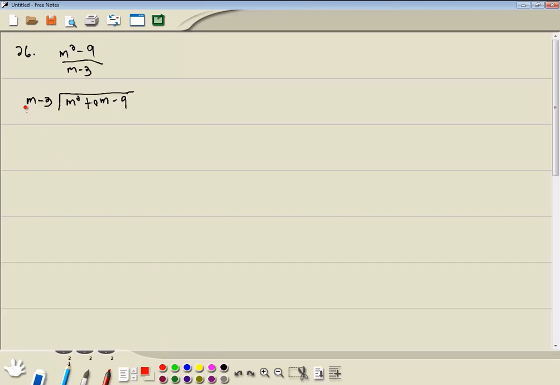Now we're going to look at the first term of each, decide what to put up on top. You ask yourself what times m gives you m squared, and that'd be m. Now whatever you put up on top, you multiply by what's in front. So we'll take m times m minus 3, which gives us m squared minus 3m.